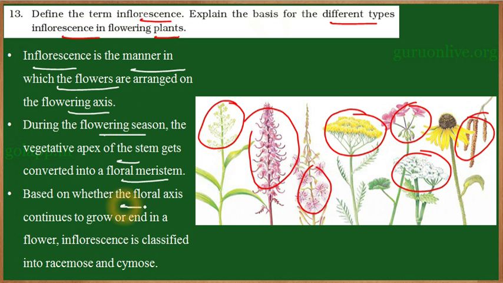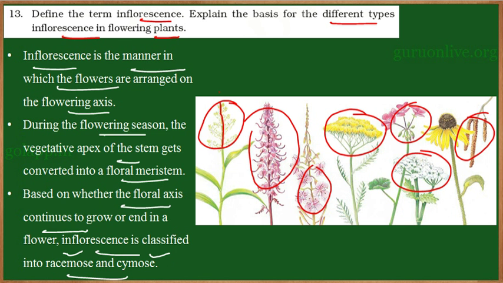So based on whether the floral axis continues, so whether this stem continues to grow or whether it terminates with the flower, based on these two differences, inflorescence is classified into two types. One is racemose, the other one is cymose. So this classification is done based on how the flowers are arranged, whether the stem continues to grow or whether it terminates with the flower, whether the growth ends over there.